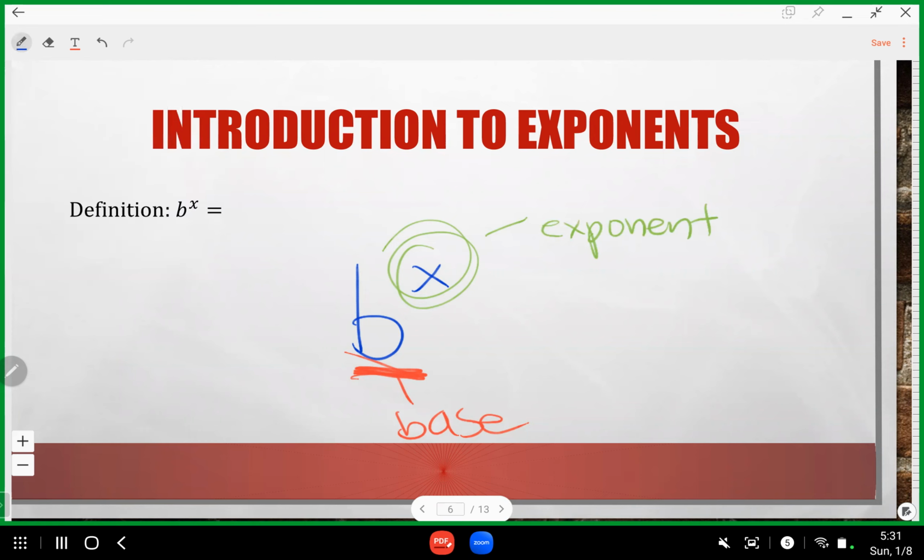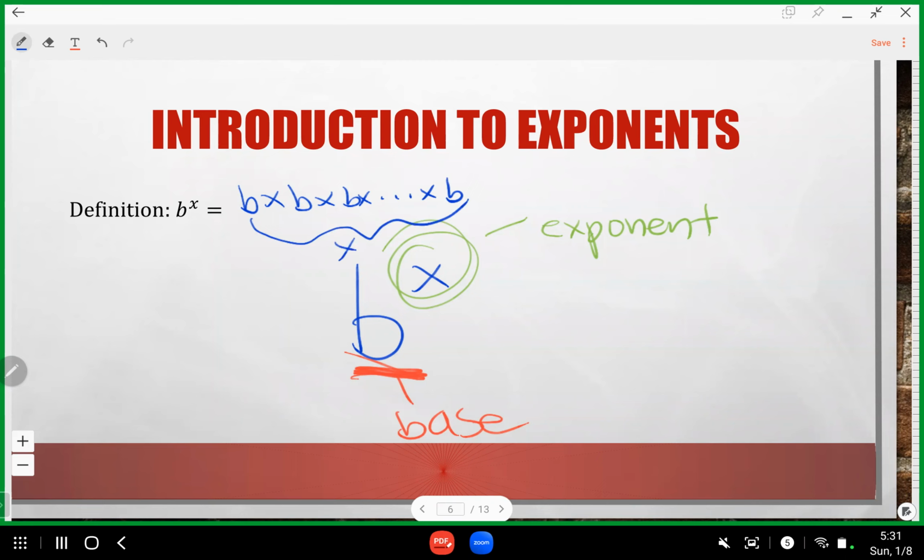So what exactly is b to the x power? If you don't know, b to the x power is just going to be b times b all the way, actually, let me do this better. It's going to be b times b all the way times b. And you're going to do this for x times, right?